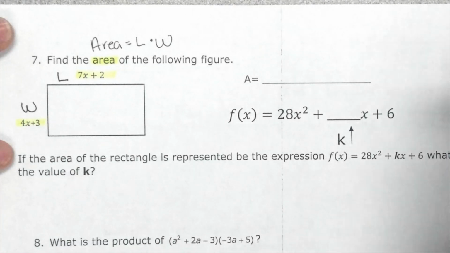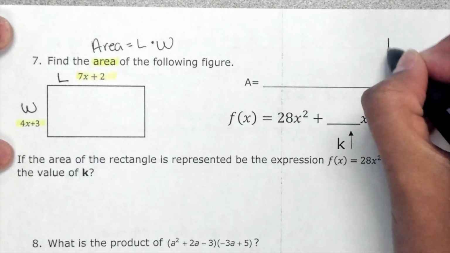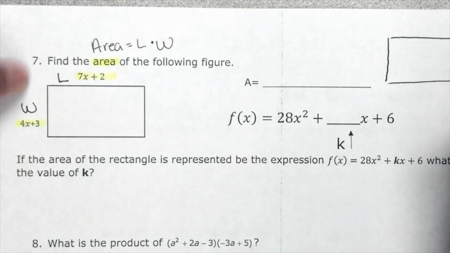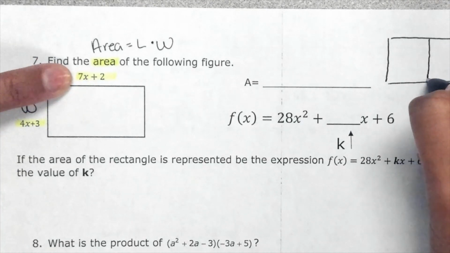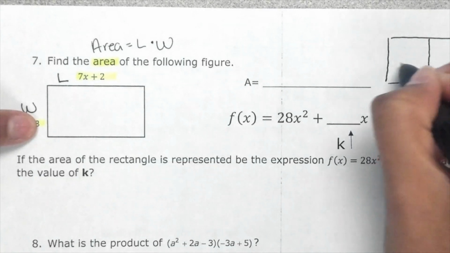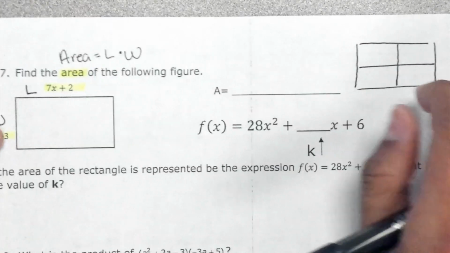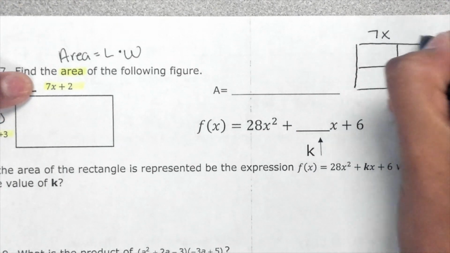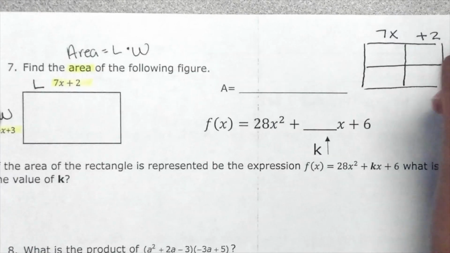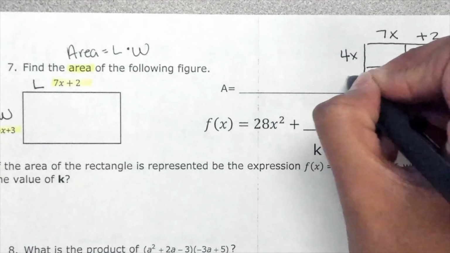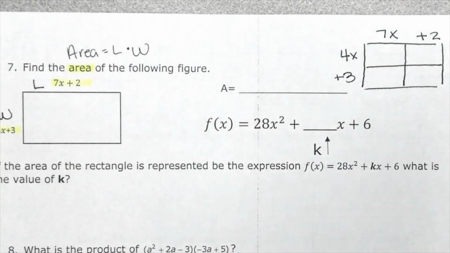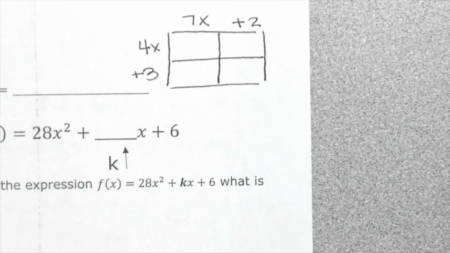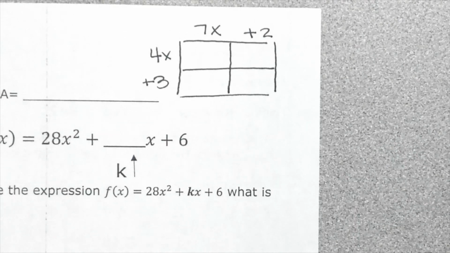To help us multiply, we're going to draw a box. So I'm going to draw us a box over here off to the side. Because it's two terms, we need two spaces, and this one is also two terms, so we need two spaces on the side. So here's our 2 by 2 box. We're going to write 7x plus 2 on the top and 4x plus 3 on the side. Okay, here is our box, and now I'm going to multiply it out.